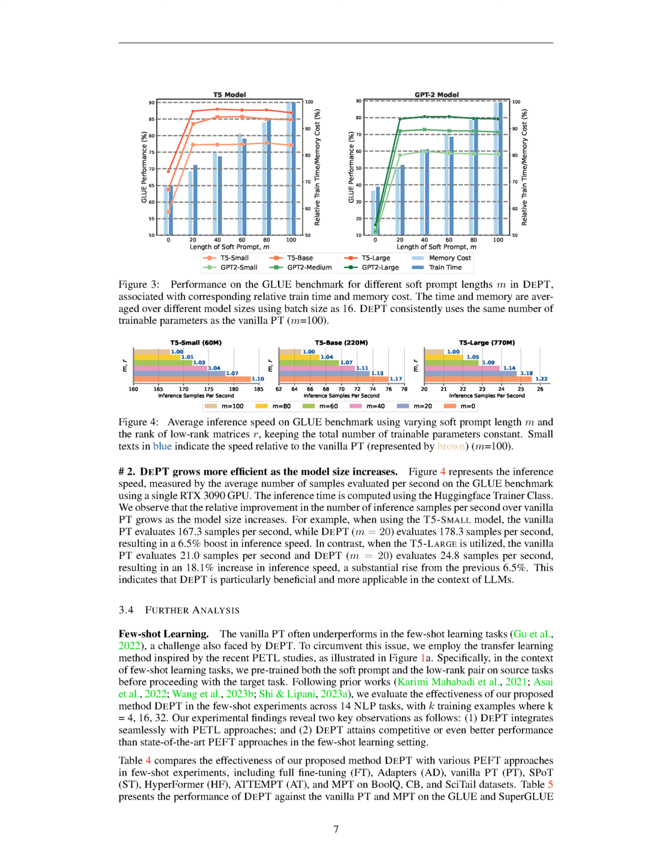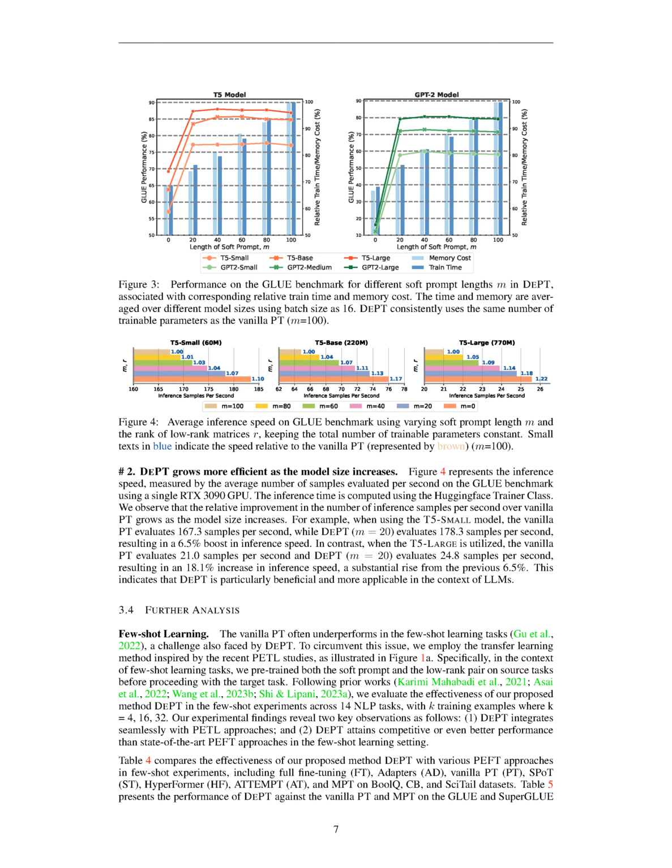Section summary. The DEPT method improves time and memory efficiency by more than 20% on the GLUE benchmarks, using both the T5 and GPT-2 models. By decomposing the soft prompt into a smaller prompt and low-rank matrices, DEPT achieves comparable or better performance while significantly enhancing training efficiency and reducing memory usage.